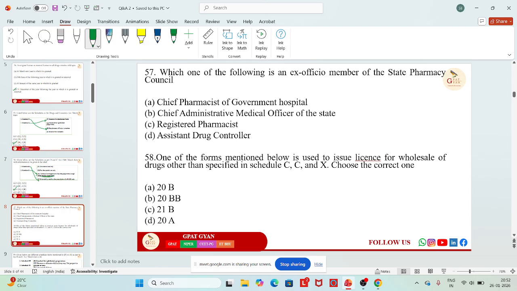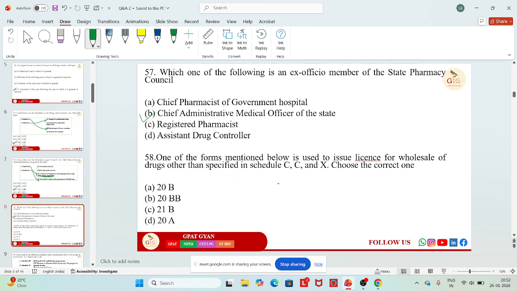Next, which one of the following is an ex officio member of the State Pharmacy Council? Ex officio is always the higher ranks. Ma'am, B. Yes, B is the right option. Chief Administrative Medical Officer, that is the CMO of the state.